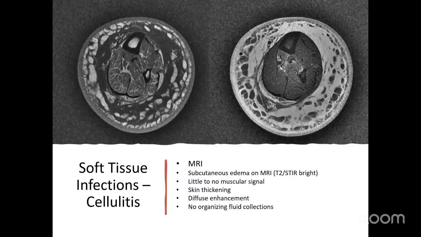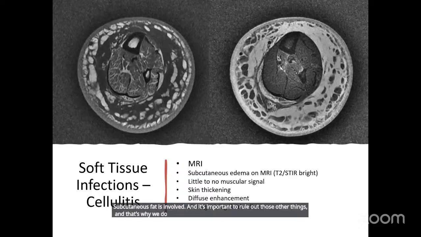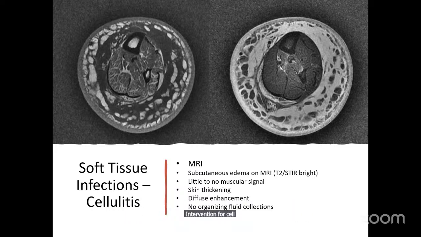And it's important to rule out those other things. And that's why we do this. Because cellulitis is really treated with just antibiotics, there's no surgical intervention for cellulitis, so it's important to rule out those other things.